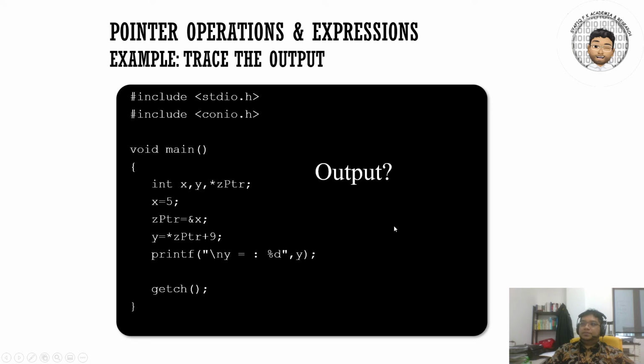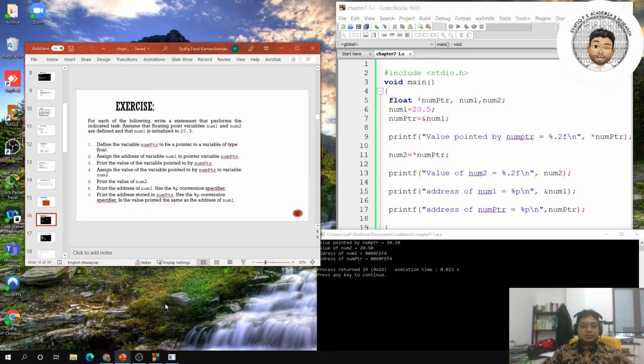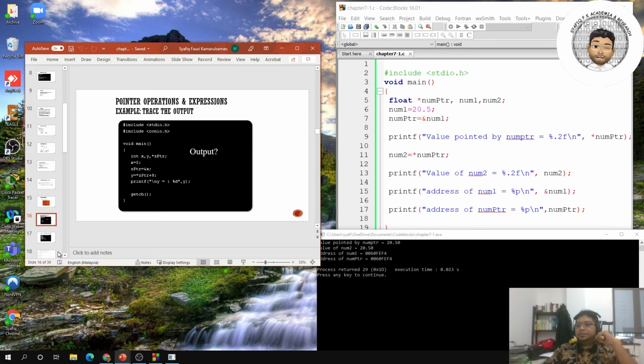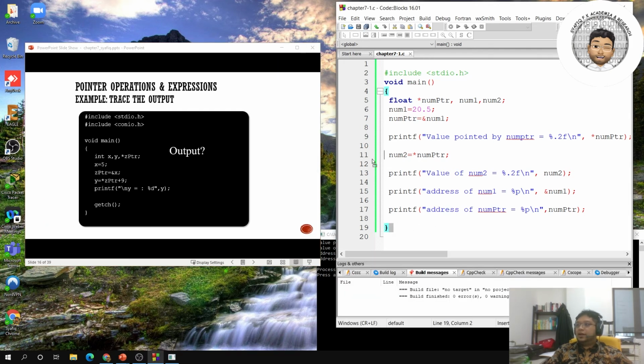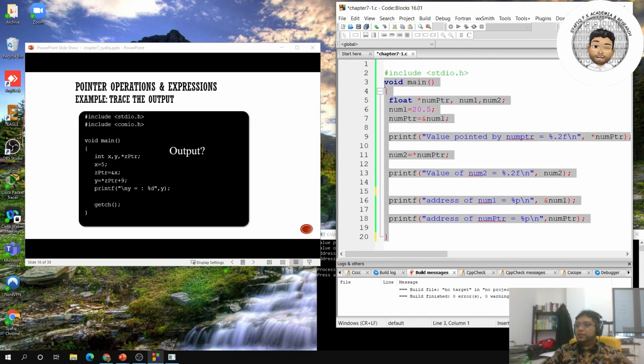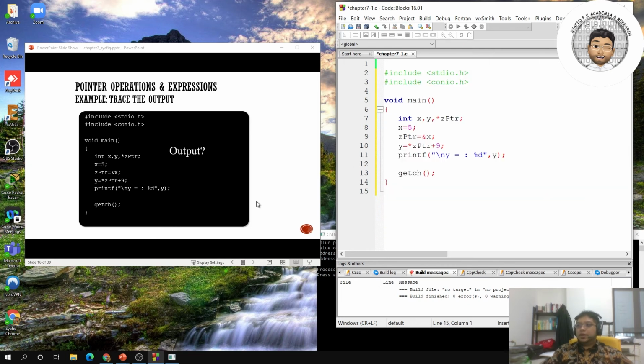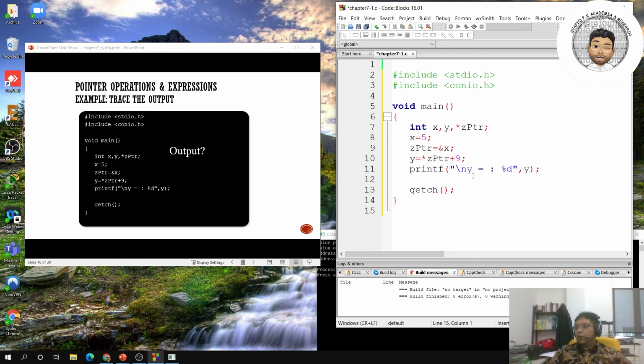Okay, so here, let's play a game: trace the output. Let's copy these codes here and guess what kind of output is shown by the code. In the printf, it shows that you want the value of y: y equals %d. At the beginning we have x equal to 5. So what is the value of y actually?